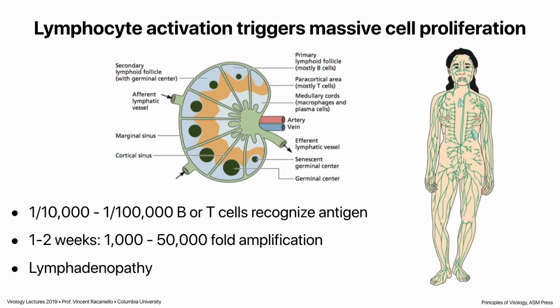So that within 1 or 2 weeks, there's between 1,000 and 50,000-fold amplification of the number of cells. You go from 1 in 10,000 to 50,000 times more. It's a huge amplification. As a result, the lymph nodes swell.